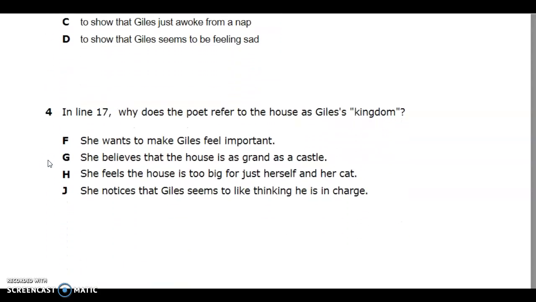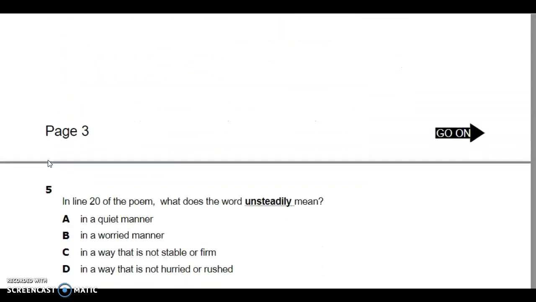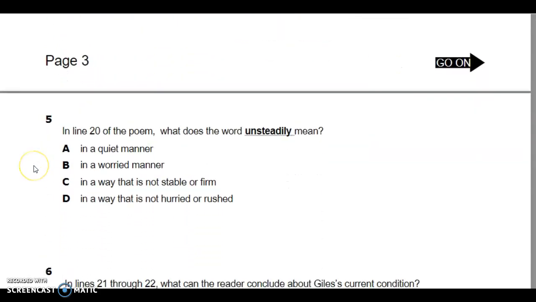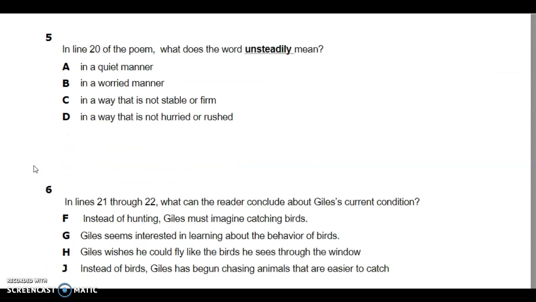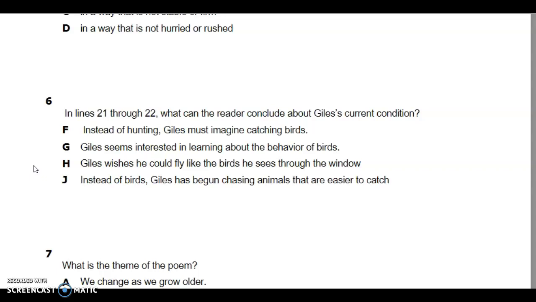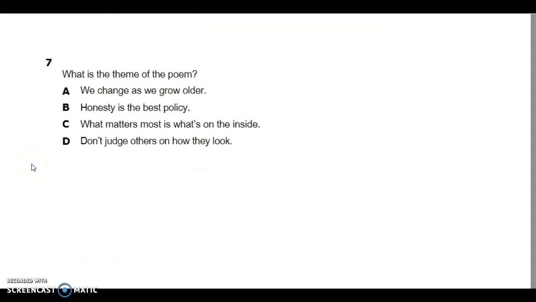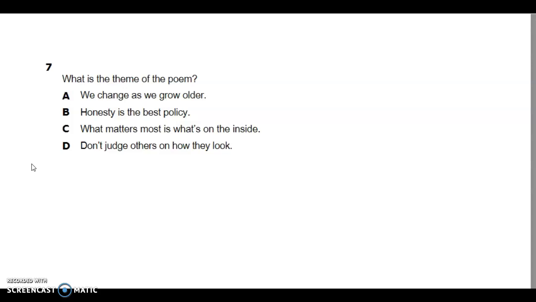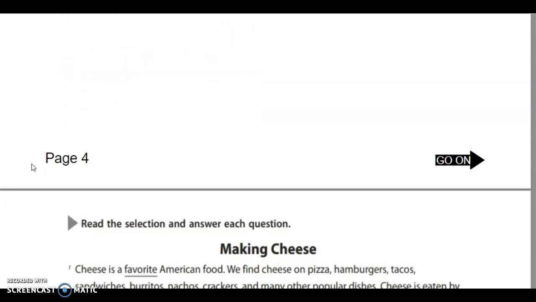4. In line 17, why does the poet refer to the house as Giles' kingdom? 5. In line 20 of the poem, what does the word unsteadily mean? 6. In lines 21 through 22, what can the reader conclude about Giles' current condition? And 7. What is the theme of the poem?